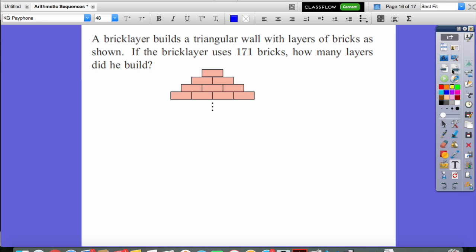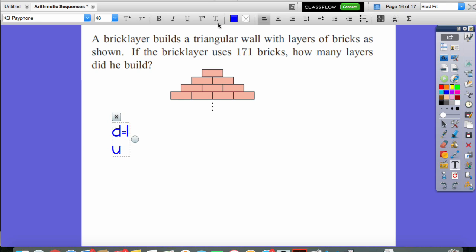A bricklayer builds a triangular wall with layers of bricks as shown. If the bricklayer uses 171 bricks, how many layers did he build? So this 171 bricks represents the total amount of bricks that he uses for this figure. The one thing we know is that there is one brick on the very top, 2 bricks on the second, 3 bricks on the third, 4 bricks on the fourth, which means each row is increasing by 1. So our common difference is 1.